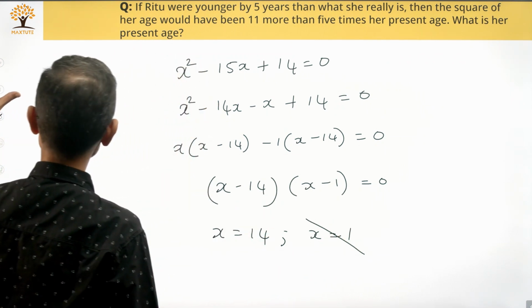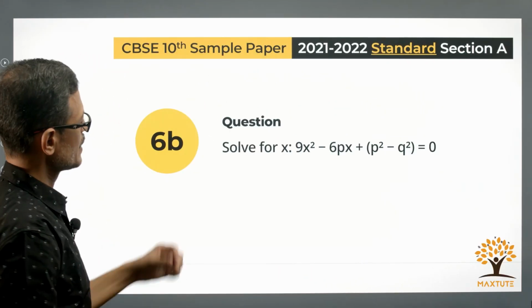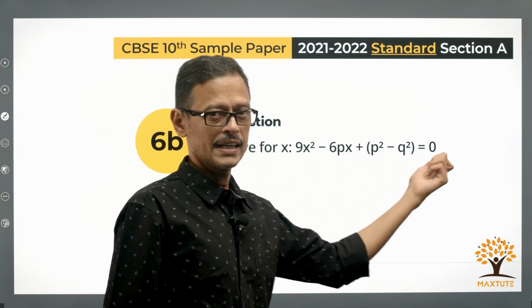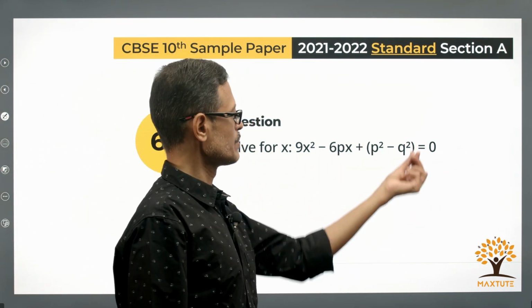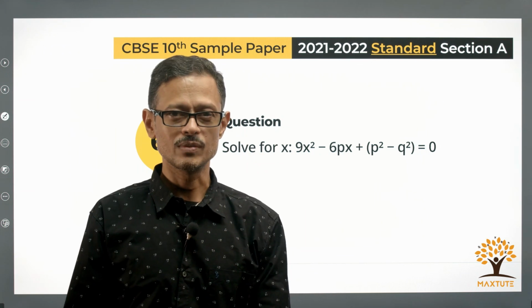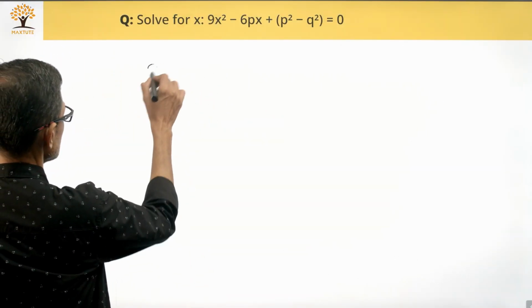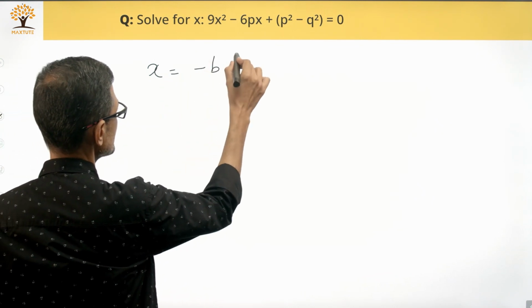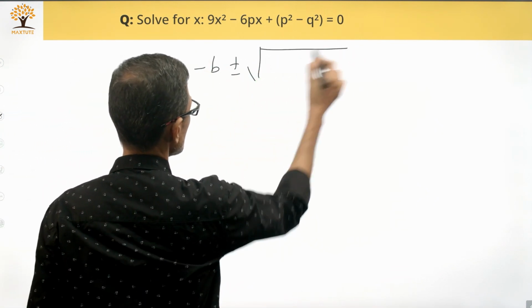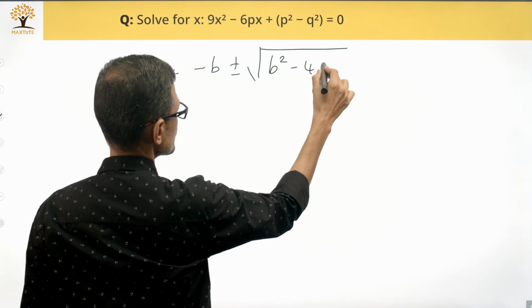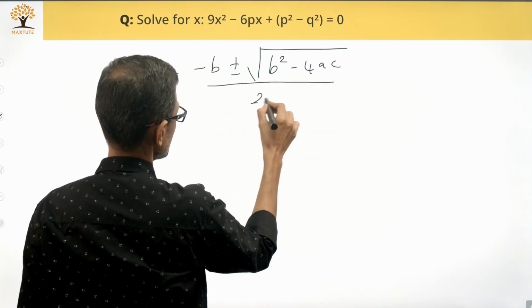The internal choice would have made sense for people who could not frame the equation. Solve for x given this quadratic equation. Obviously, we don't have numbers here, so factorizing is not going to be possible. So let's go with the quadratic formula. What's the quadratic formula? The value of x is equal to minus b plus or minus square root of b square minus 4ac, divided by 2a.